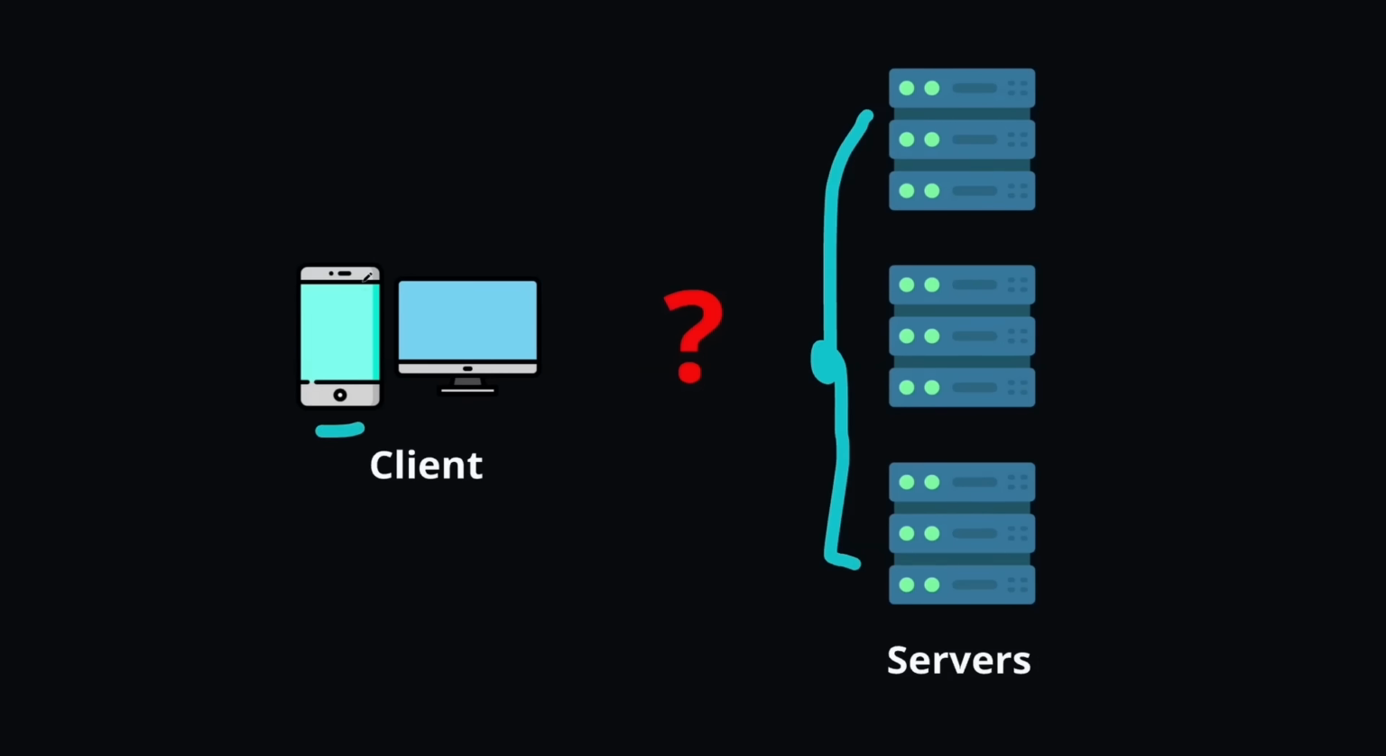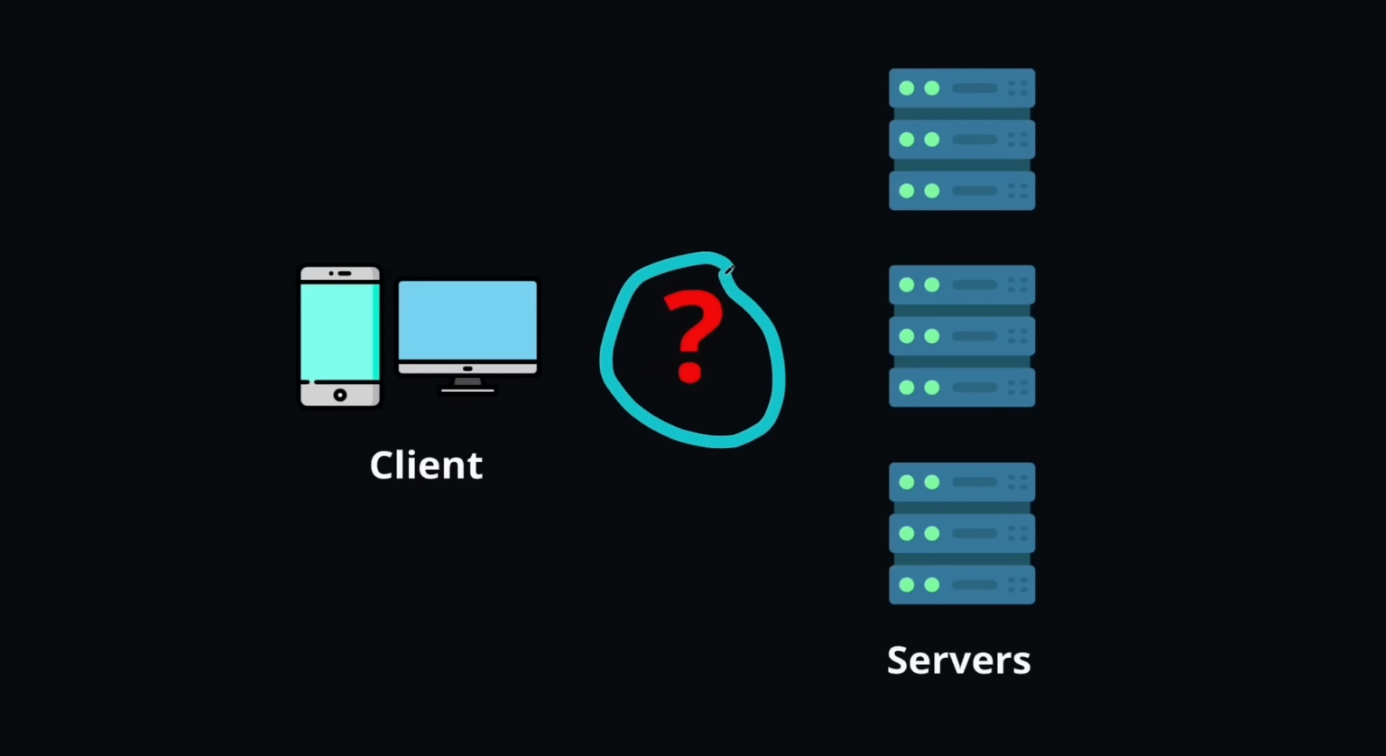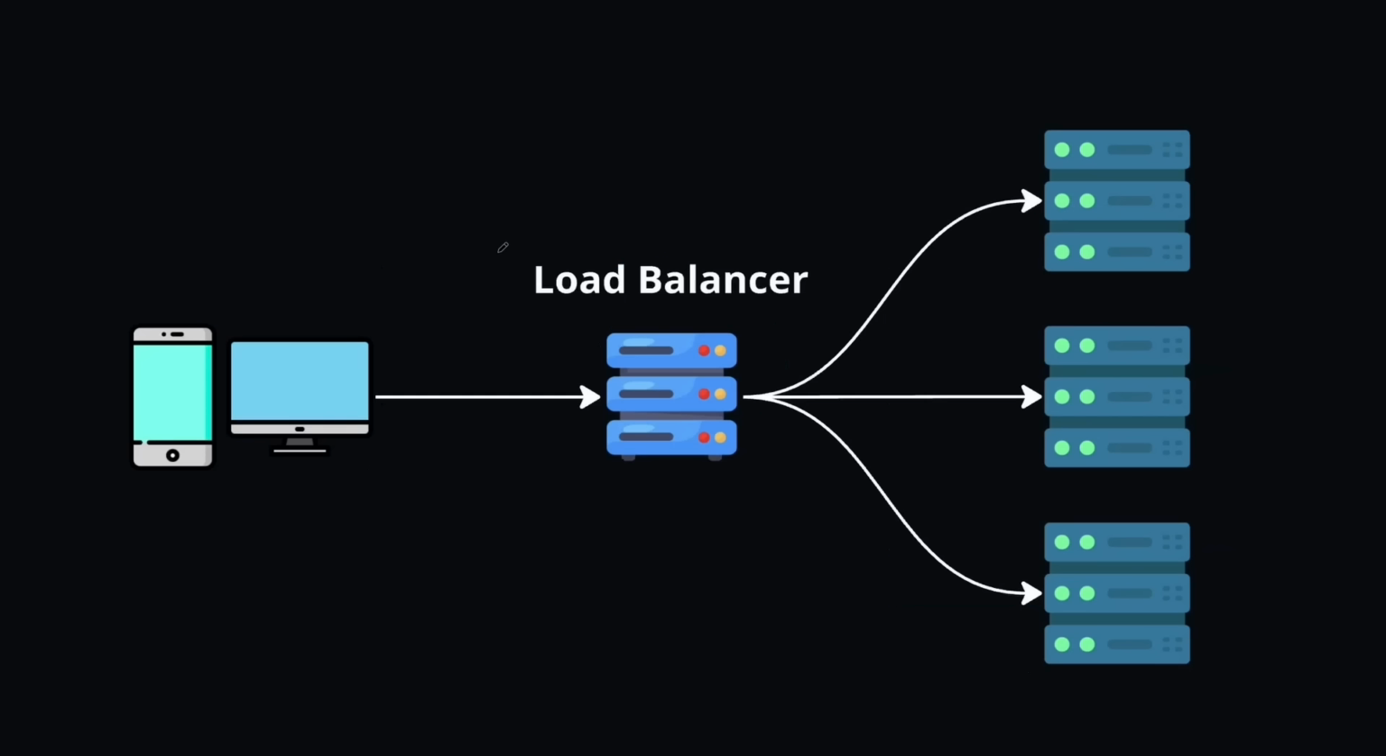Let's say our mobile app makes a request. How do we know where this request should go? Whether it should go to the server 1 or server 2 or to server 3? And seems like we need to have something in the middle which will direct the traffic to the appropriate servers. And that part in the middle is called a load balancer.